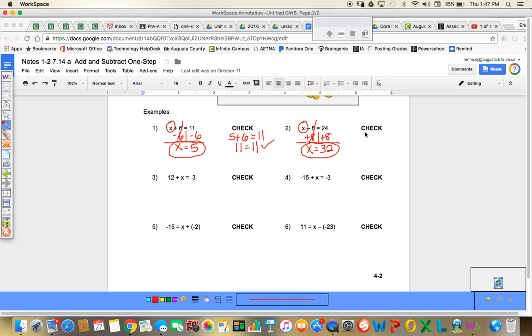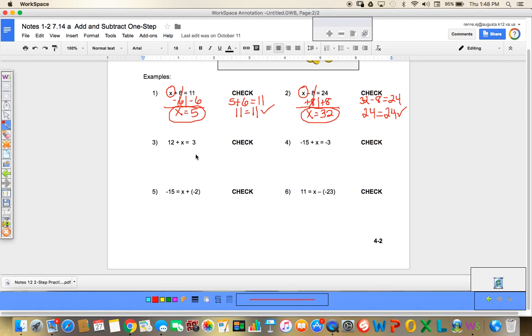Now I'm not done. I'm going to double check, and this one is fairly easy to check, so we can check this one in our head. So 32 minus 8 equals 24. And what is 32 minus 8? You're right, it is 24, and the left side equals 24, the right side equals 24, so it checks.